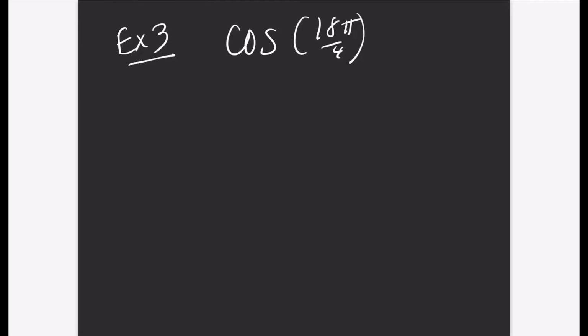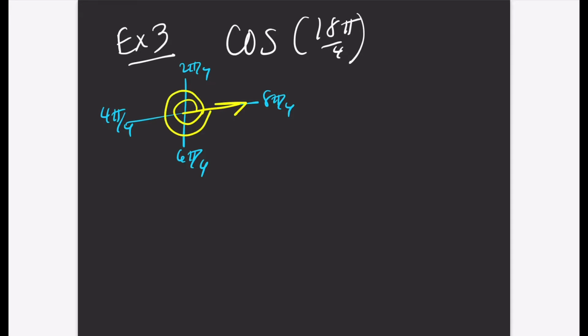Now, for example 3, we're doing the cosine of 18 pi over 4. So first thing, find the reference angle. So I labeled my coordinate plane. So let's start. Here is our initial side, 18 pi over 4. 1 full revolution is 8 pi over 4. 2 full revolutions is 16 pi over 4. We're trying to get to 18, so we need 2 more. In other words, we land up here on the positive y-axis.